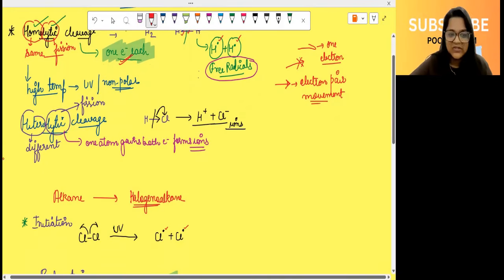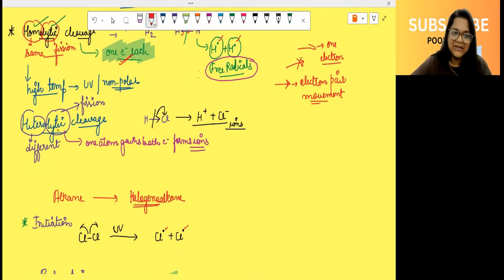Next type of cleavage is heterolytic cleavage. As the word itself suggests, hetero means different, lytic means fission. So you are breaking differently. Now when you break differently, one of the atoms is going to gain both the electrons. Now when they gain both the electrons, the final products will be ions. One will be a cation that has given, and the one that has taken both will become an anion.